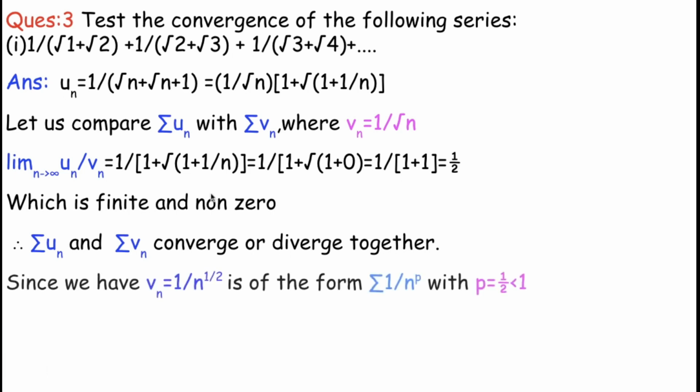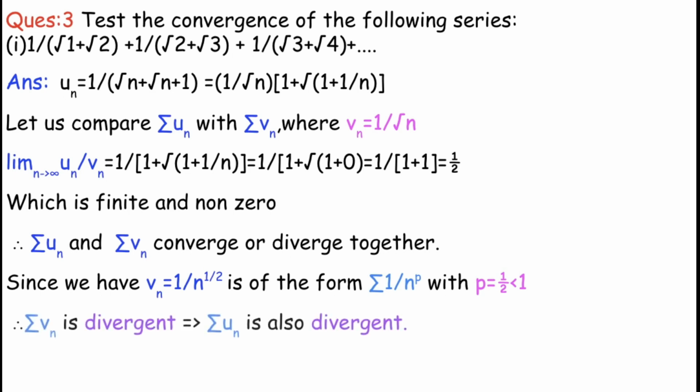Since we have vn equals 1 upon n under root n, p is less than 1, so this is divergent. So vn is divergent, and using the property of the comparison test, un is also divergent.